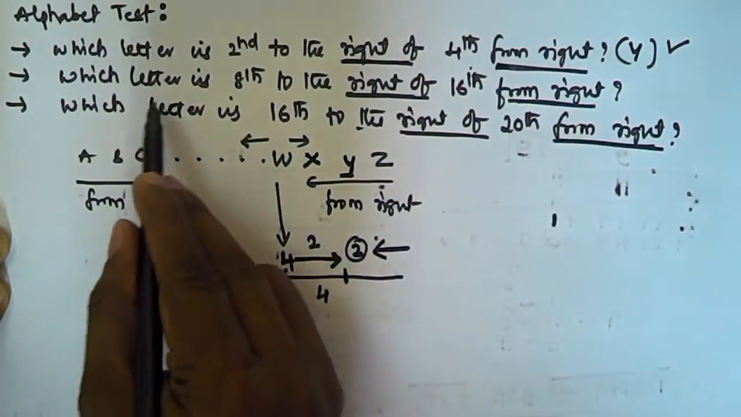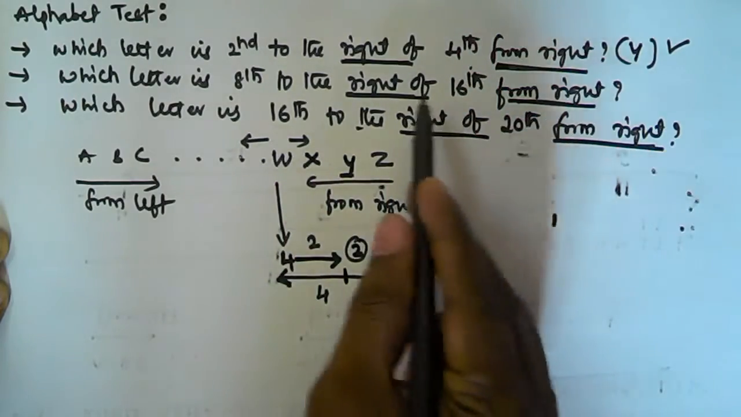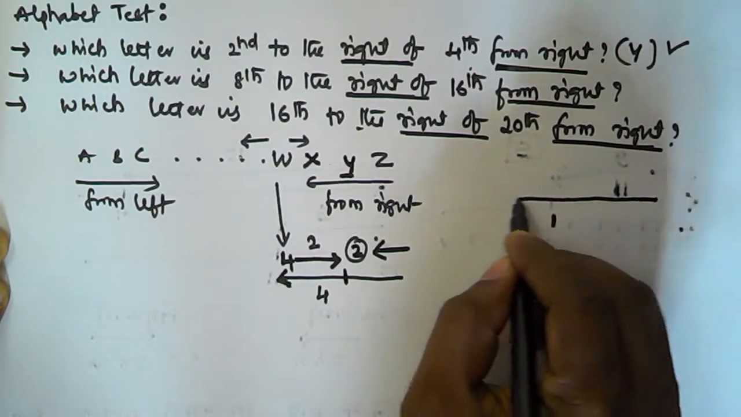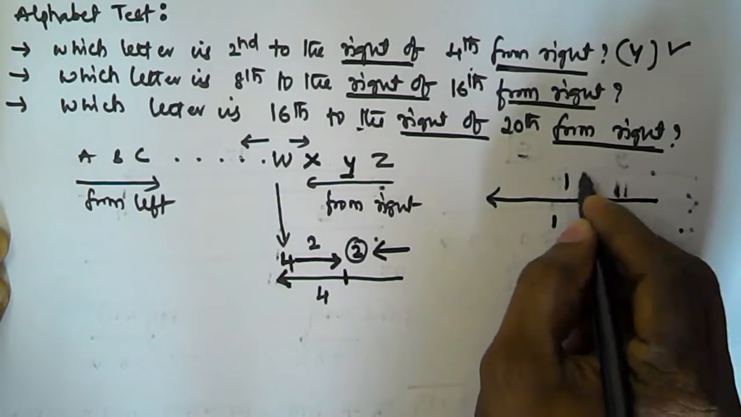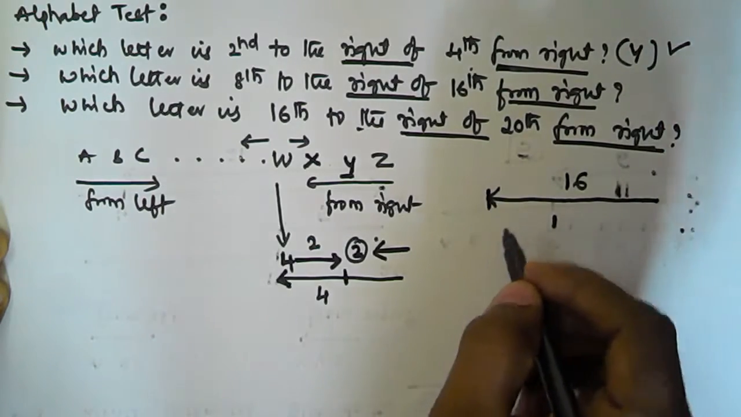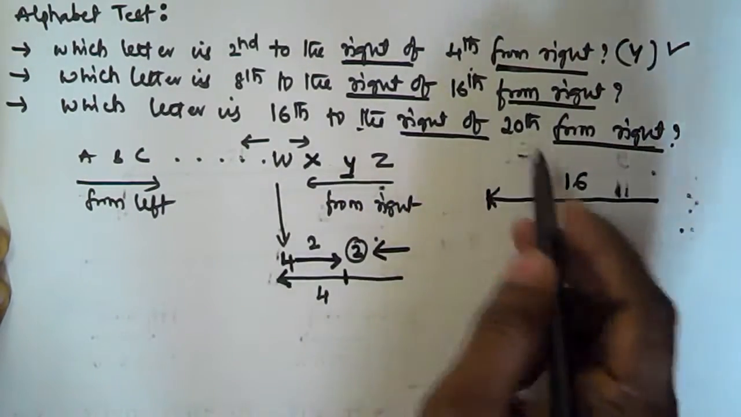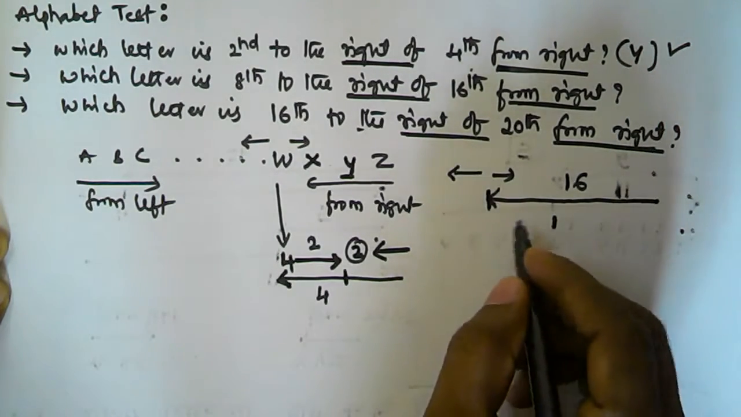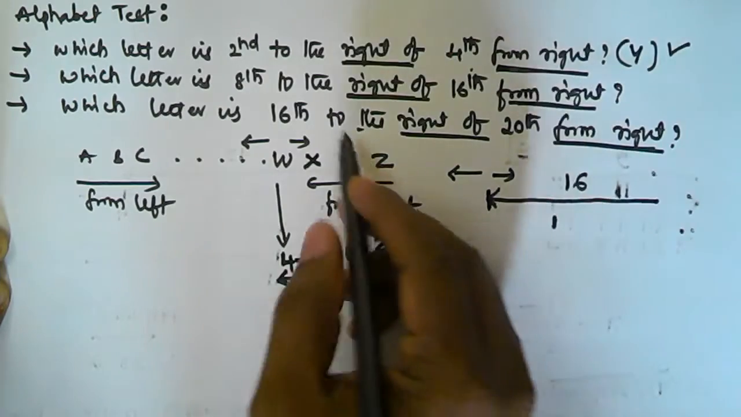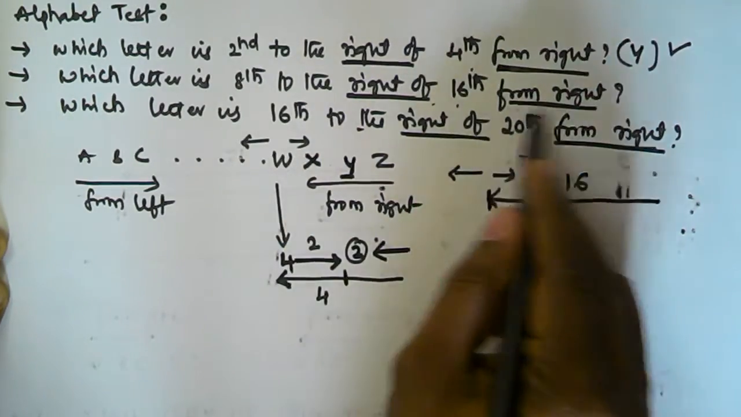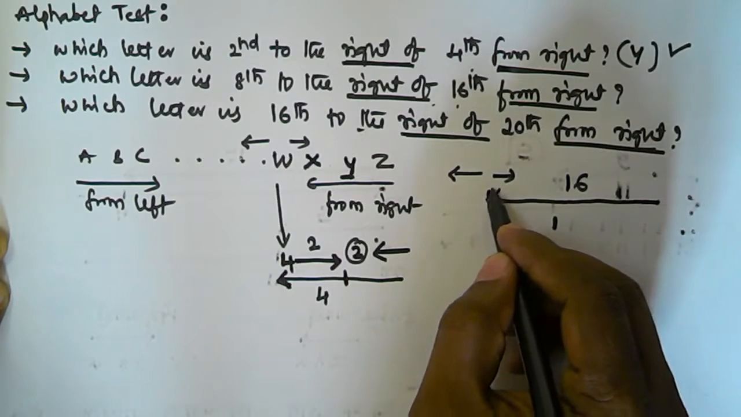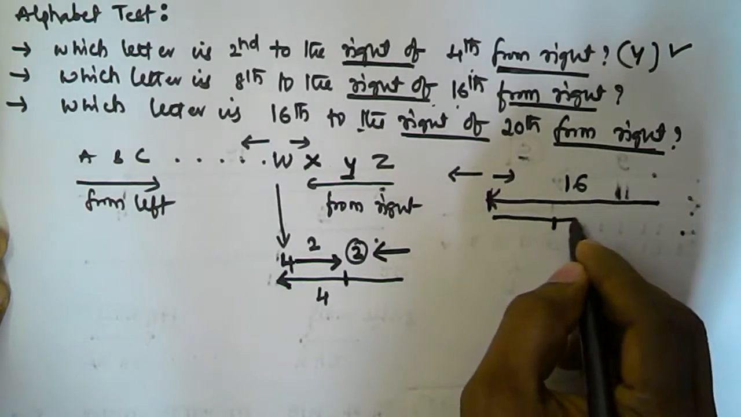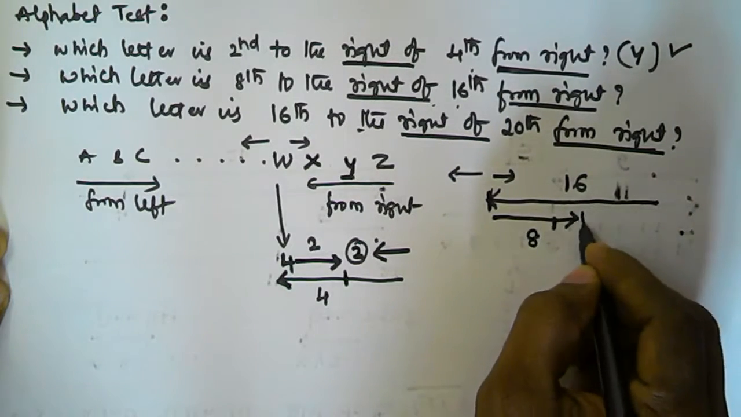Next one: which letter is 8th to the right of the 16th from the right? Again, for the 16th from the right we start from Z and move in this direction. So now we found the 16th letter. Then 8th to the right of the 16th: this is the right hand side and this is the left hand side, so again we have to move to the right hand side, because it is said right of the 16th from the right. The right hand side is this much, that is 8th.